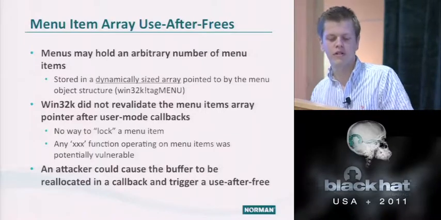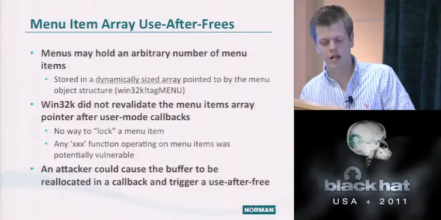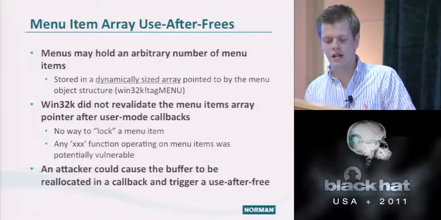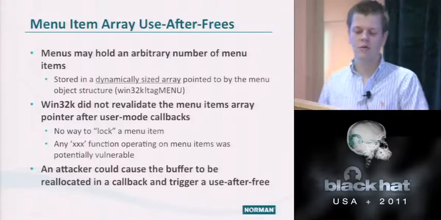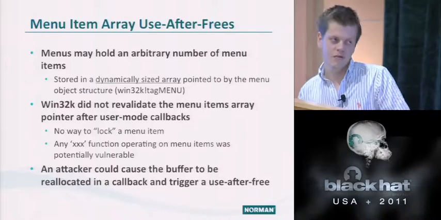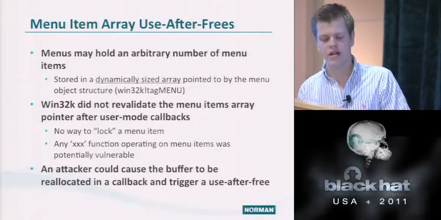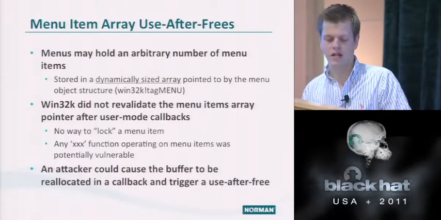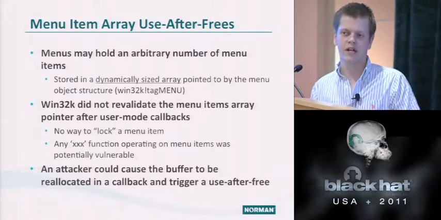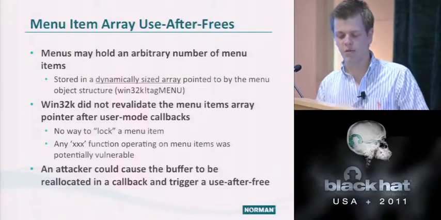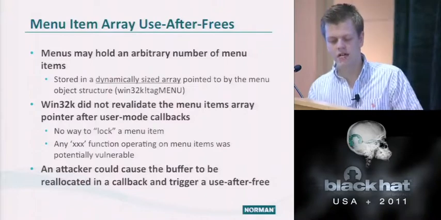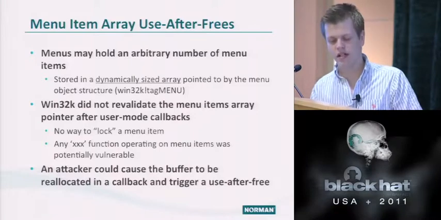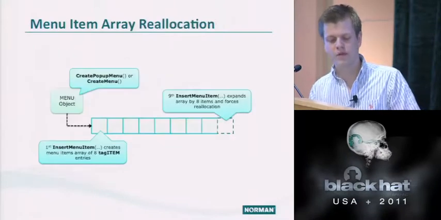Menus hold an arbitrary number of menu items. These, like I said, are stored in a dynamically sized array. And after user mode callbacks, Win32k did not in any way validate potential changes in this array. And there's no way to lock menu items, so they couldn't do that. Any of the xxx functions operating on a menu item was potentially vulnerable. And an attacker could easily reallocate the buffer in a callback and trigger use after free.